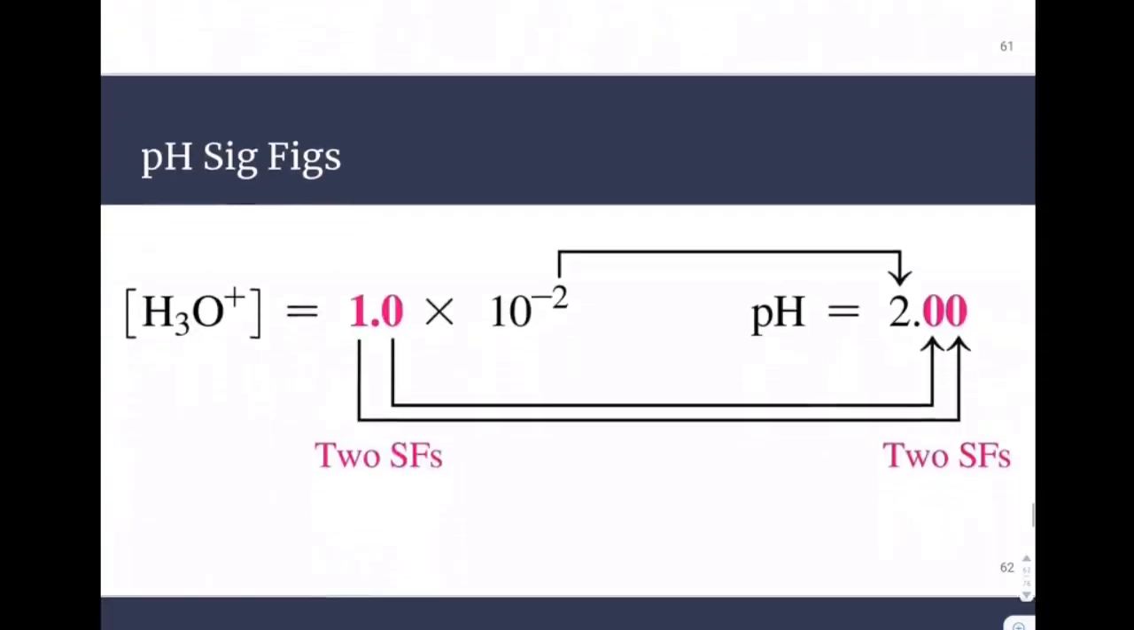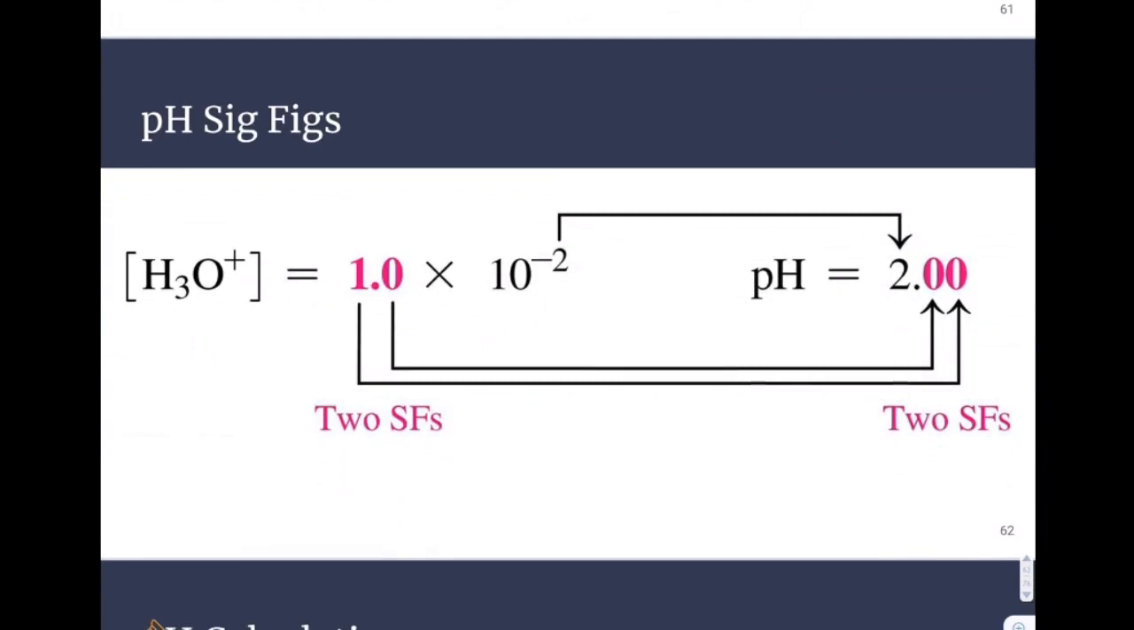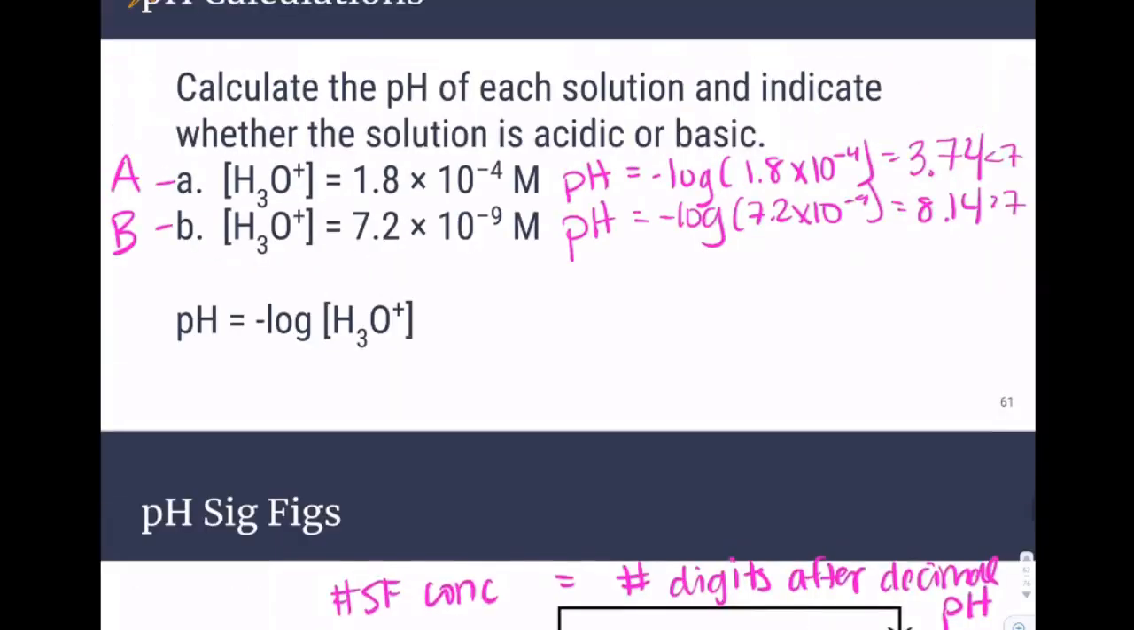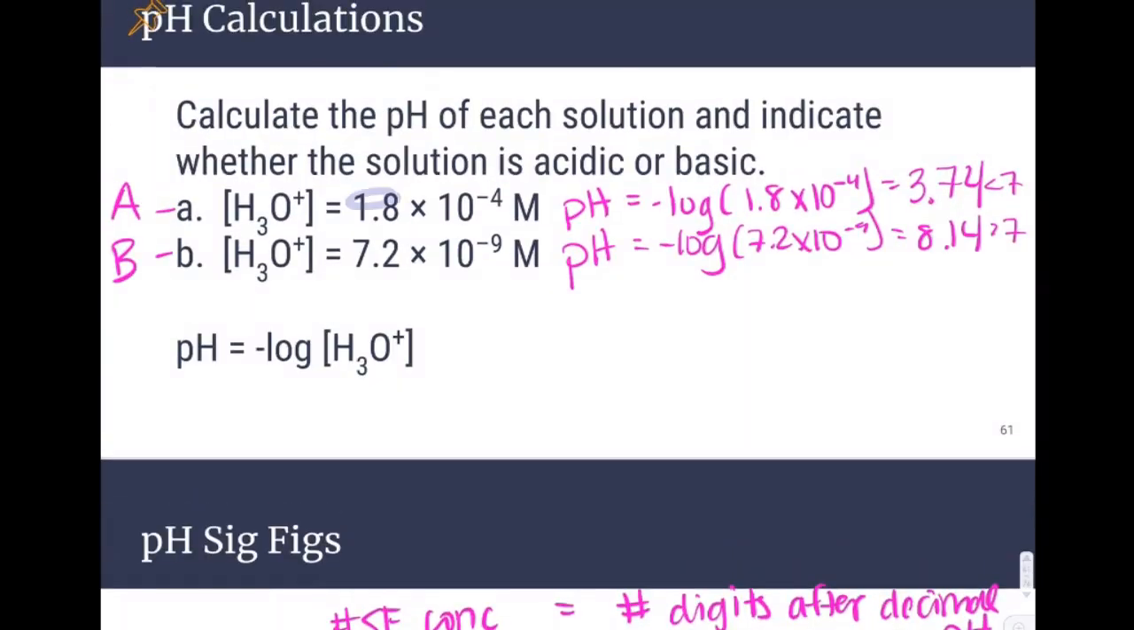Now what about those sig figs? So the rule is this: the number of sig figs in your concentration is equal to the number of digits after the decimal in your pH. So if you have 2 sig figs here, you're going to have 2 digits after the decimal. So essentially the number in front of the decimal, or whatever numbers are in front of the decimal for pH, don't count for sig figs. And so going back to this example, if you have 2 total sig figs here, I need 2 digits after the decimal here. Again, 2 total sig figs, 2 digits after the decimal. And that's your last sig fig rule you ever have to know.